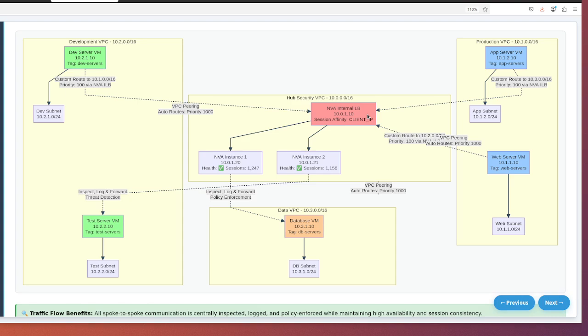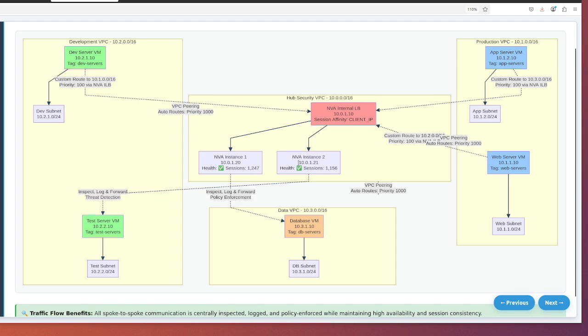The color coding helps visualize the different VPC environments. Production is shown in blue, development in green, and data in orange. The hub security VPC in yellow acts as the central inspection point. Notice how the NVA internal load balancer distributes traffic across multiple NVA instances. This provides high availability and load distribution. If one NVA instance fails or becomes overloaded, traffic automatically flows to healthy instances.